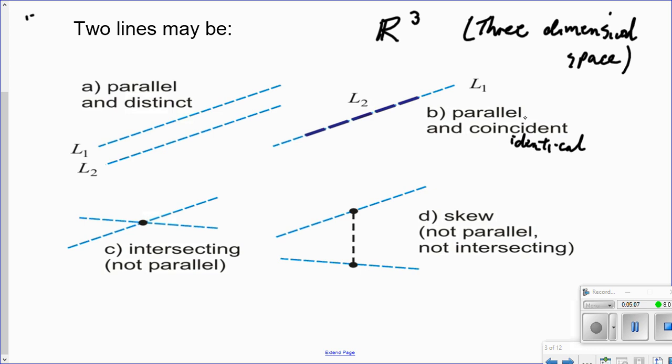Okay, and remember those two pencils keep going on forever. They're not line segments, they're infinite lines. They go on forever and ever and ever. So they're not parallel when they don't intersect.